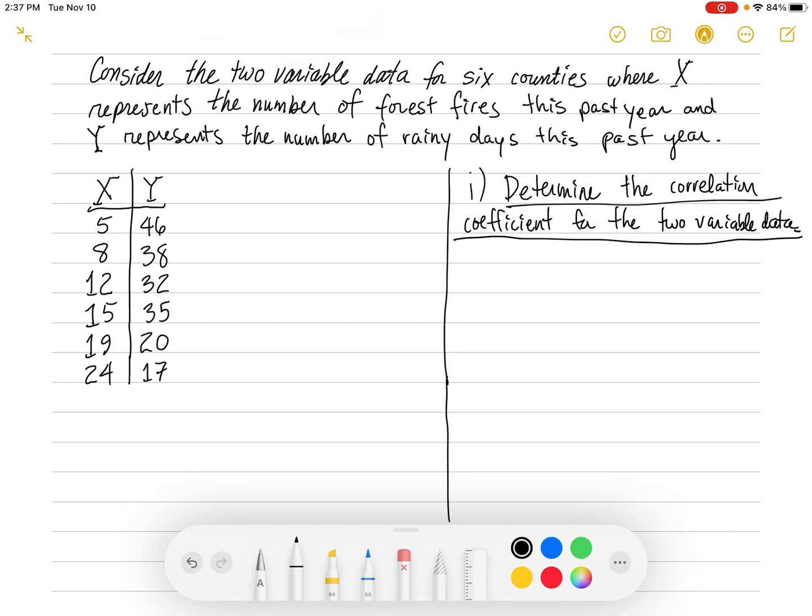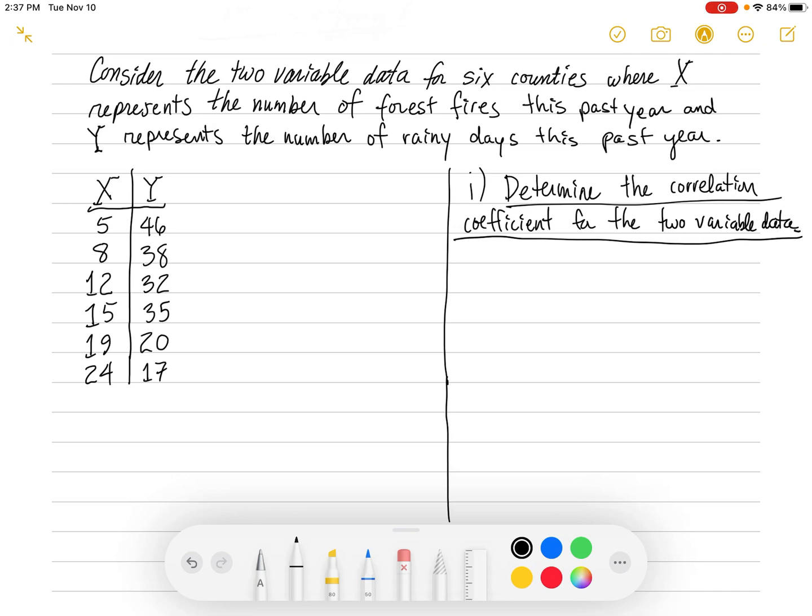All right, we have another problem where we're asked to compute the correlation coefficient for a two-variable data set. So here's the situation. We have two-variable data for 6 counties. X represents the number of forest fires this past year in the county, and Y represents the number of rainy days this past year. So X is the number of fires, Y is the number of rainy days.